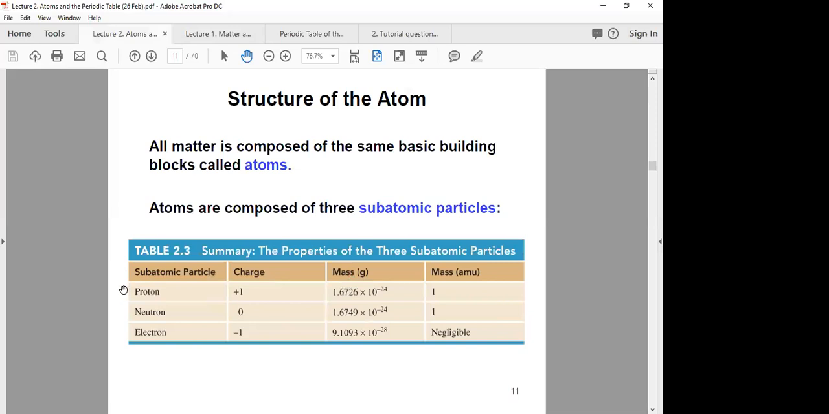All right, so let's look at the 3 subatomic particles that make up an atom. And the number of these subatomic particles will differ depending on which element we're referring to. Okay, so let's look at these. Proton, neutron, and electron. So the atom of each element will contain 1 or more protons, neutrons, and electrons.